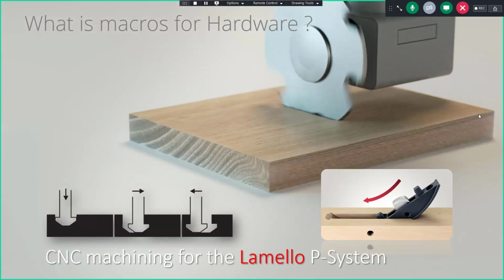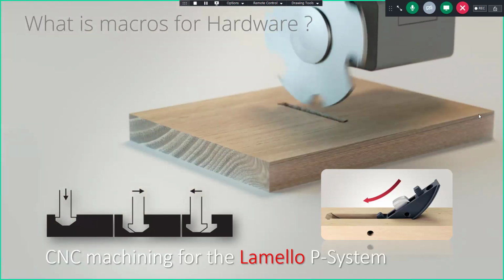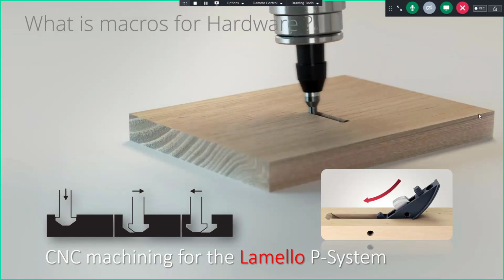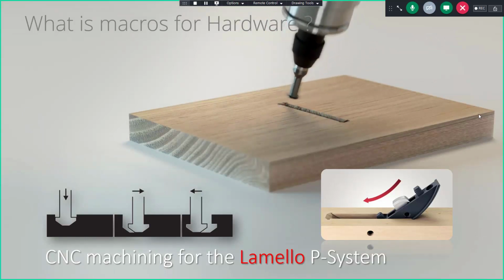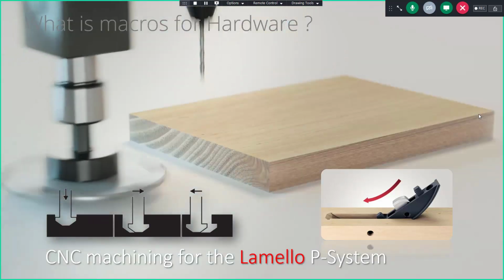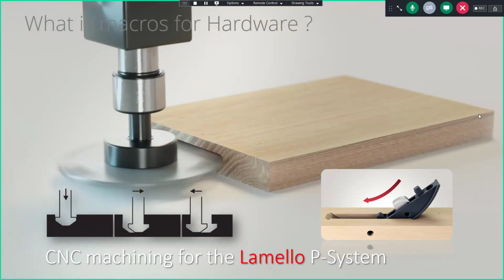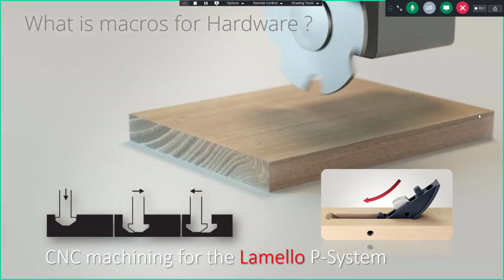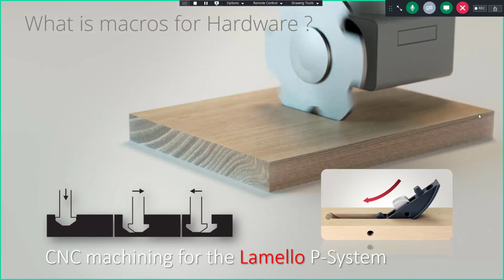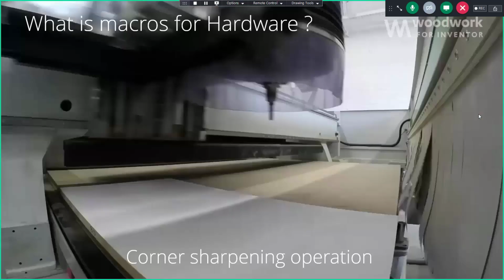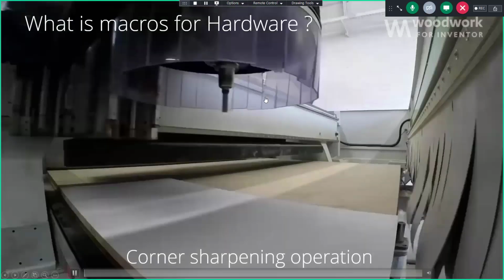So here you can see an example of a lamella joint, which is placed in the edge of the part. And to make a cutout for this lamella joint, you need to do some tricky movements of the tool. Another example of a macro case is this situation when you need to sharpen the corners.